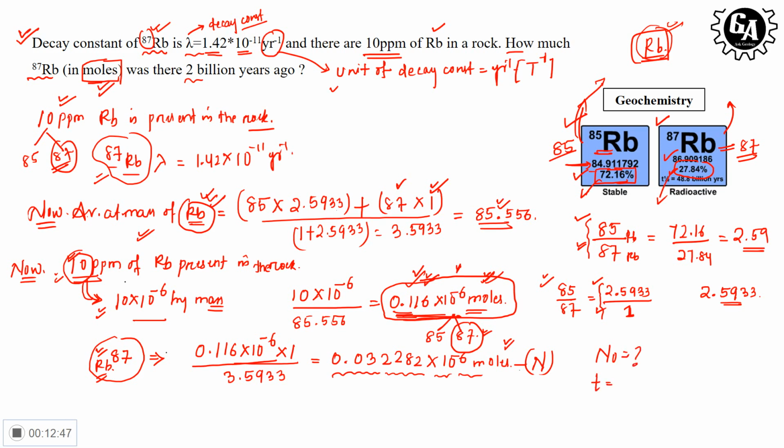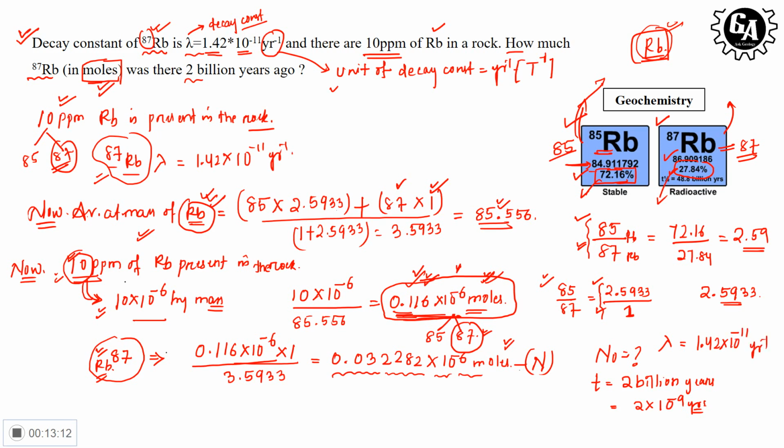2 billion years. Okay, 2 billion years means 2 into 10 to the power 9 years. This is T. And what is the decay constant? Lambda is given to be 1.42 into 10 to the power minus 11 year inverse.